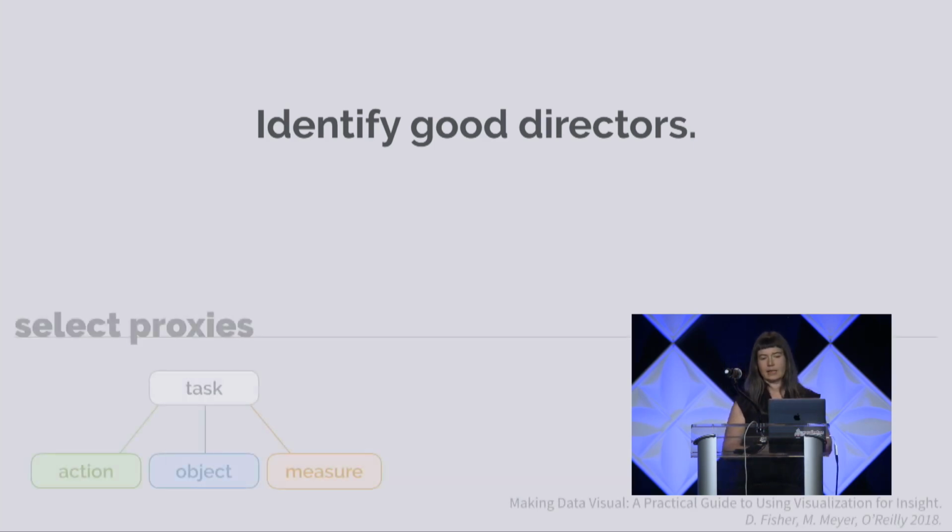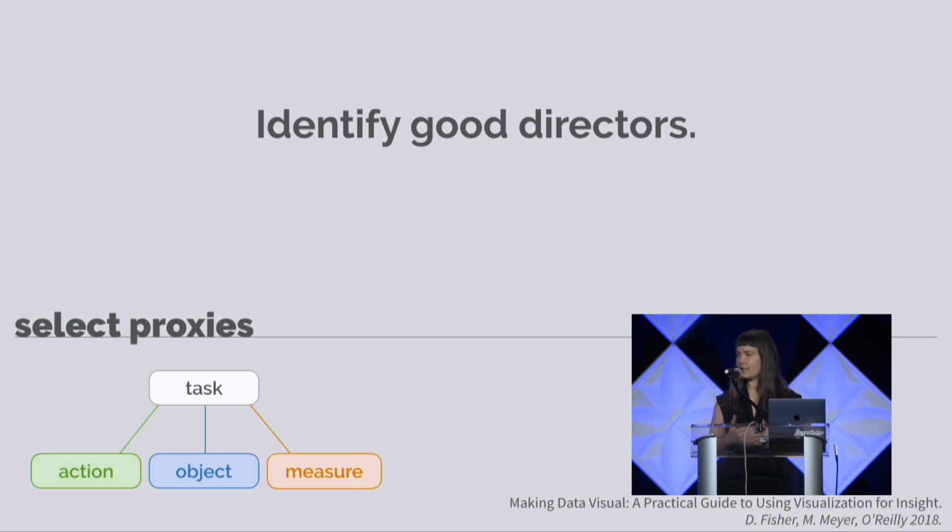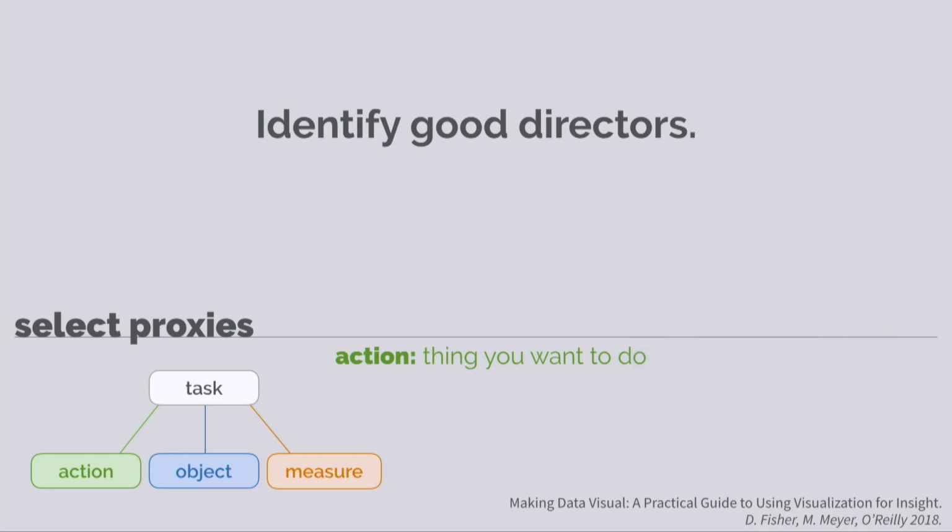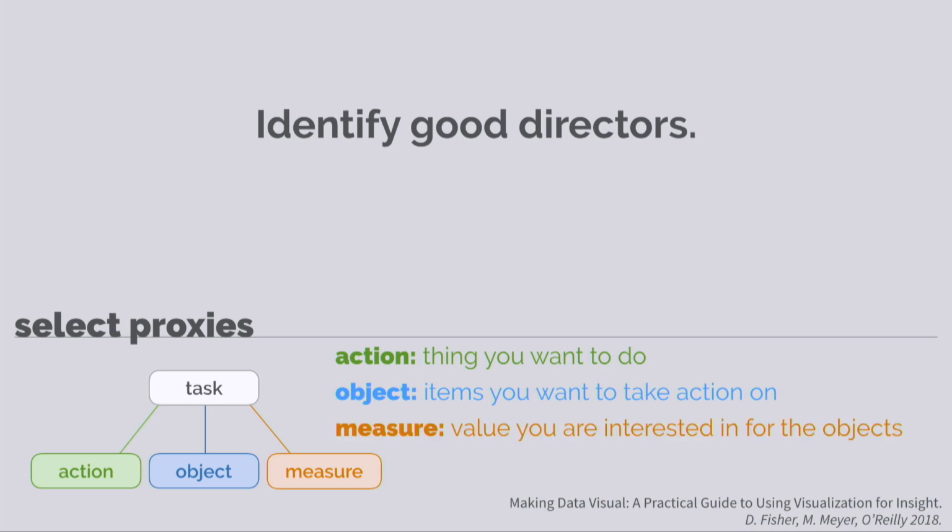And this is where I like to think about this notion of how do I select a good proxy in my data for my question. And so my colleague Danielle Fisher and I came up with this very simple mechanism for doing this, which is we break a task down into 3 things. Into the action, which is the thing you want to do. Into the object, which is the items you want to take that action on. And then finally, the measure, which is the value that you care about for those objects.